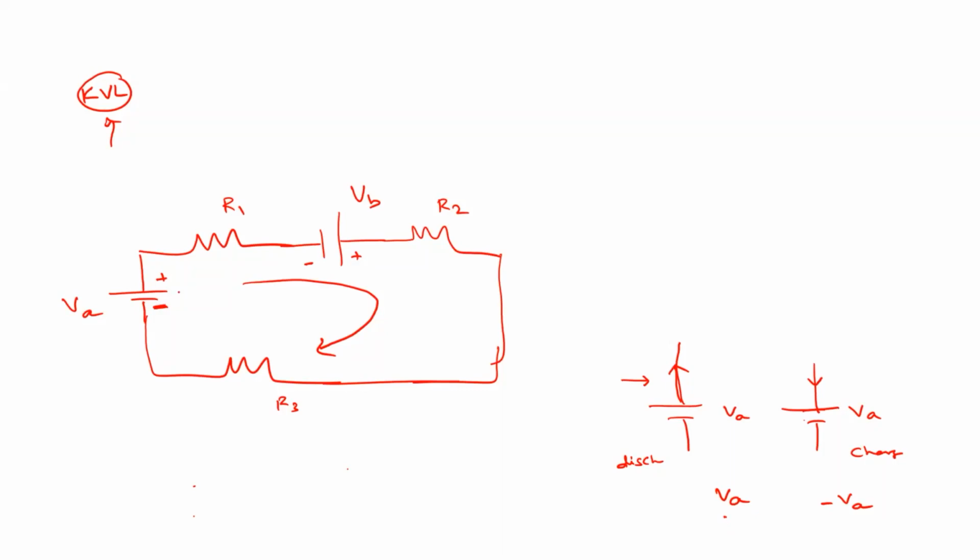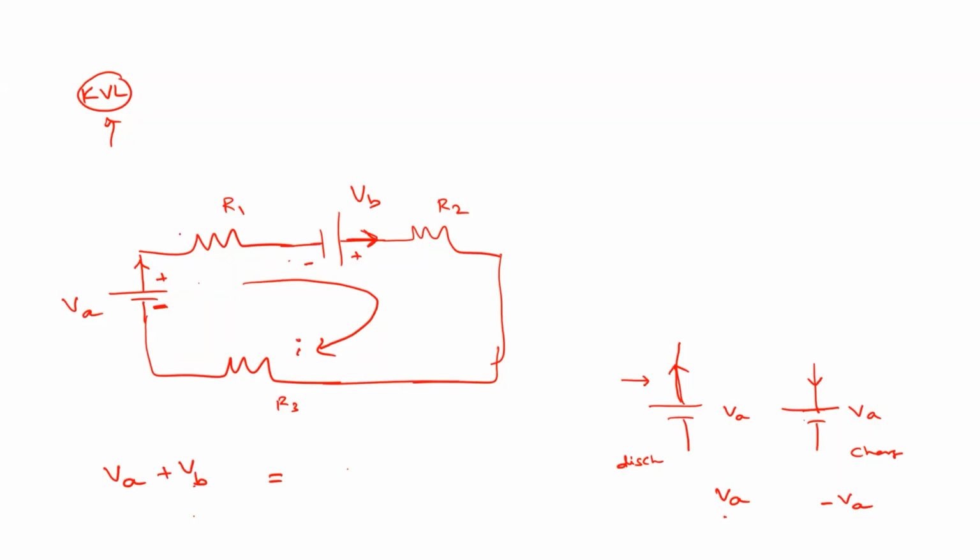Now these two are the sources. So tell me, what is the equation? This is plus VA, because the current is leaving here. Here also the current is leaving, in other words the current is leaving the positive terminal. So this is plus VB. Assume that this current is I.